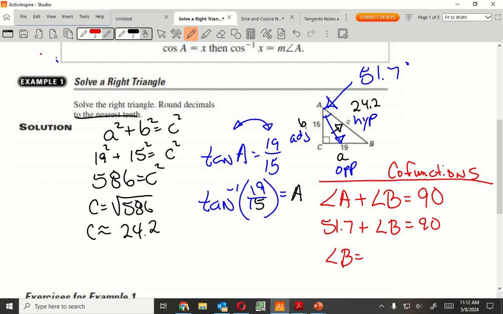It's 180, huh? No. It's 38.3. That's the dot on the top, right? Yeah, that's a degree symbol.